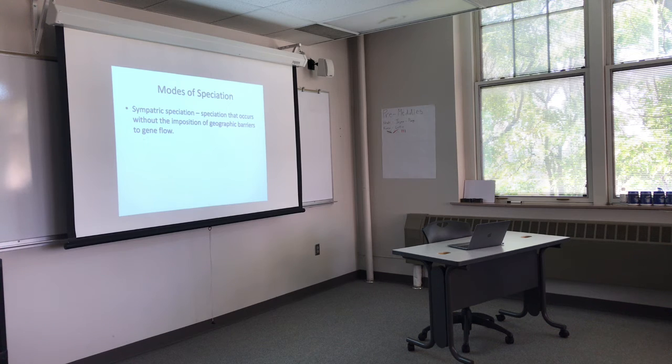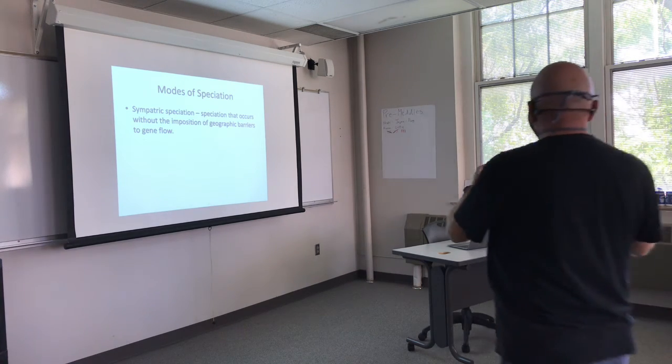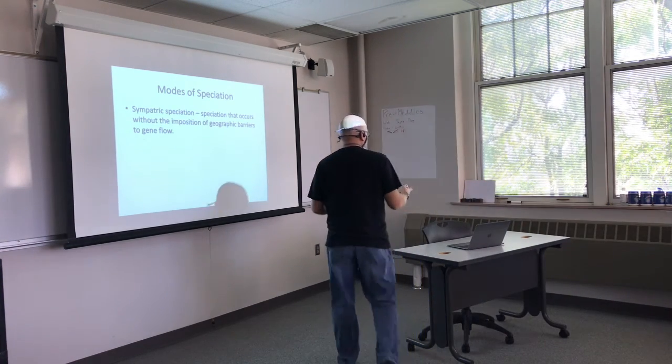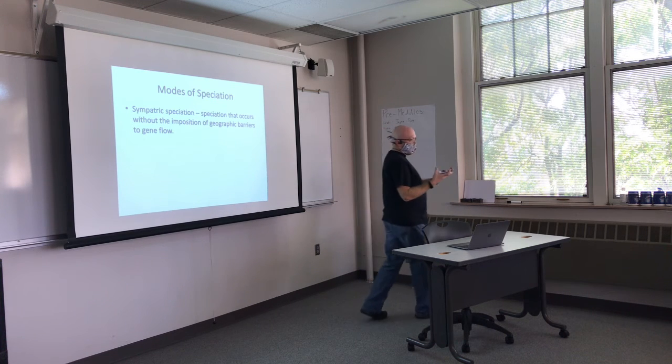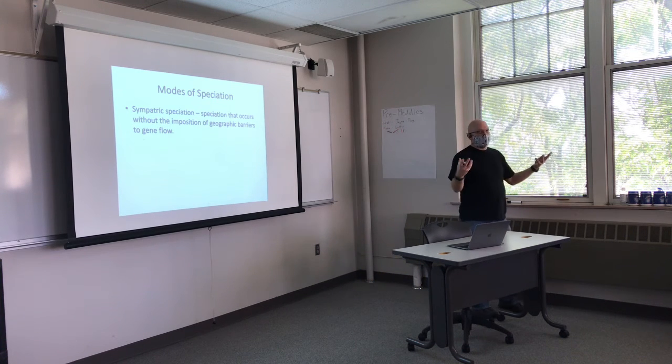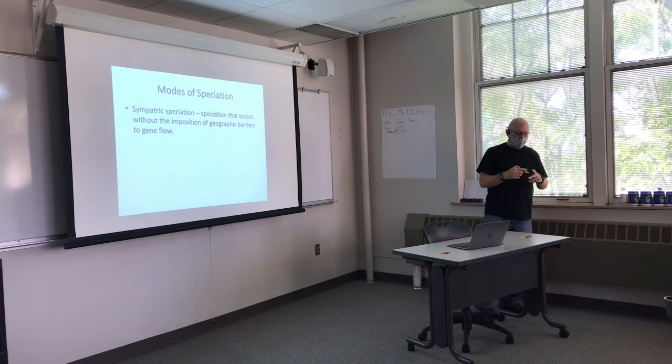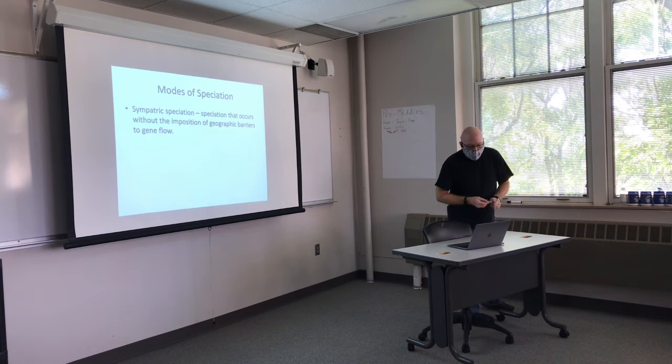So allopatric is when the members of the species that will eventually give rise to new species, they do that by the population becoming subdivided in a way that interbreeding is no longer possible. So sympatric speciation is a little harder to achieve. Sometimes it can happen behaviorally.